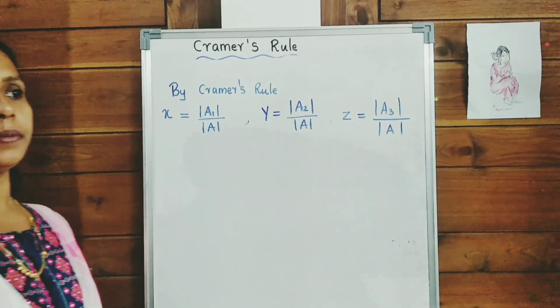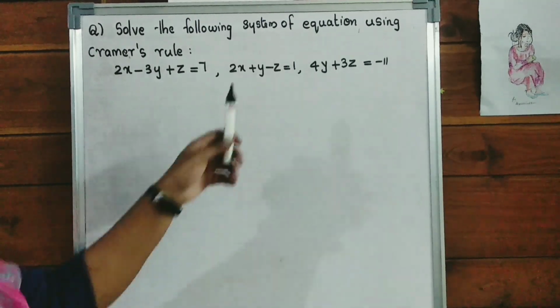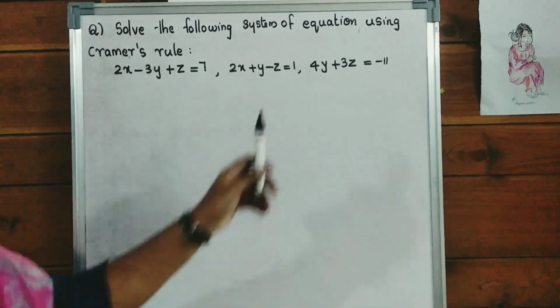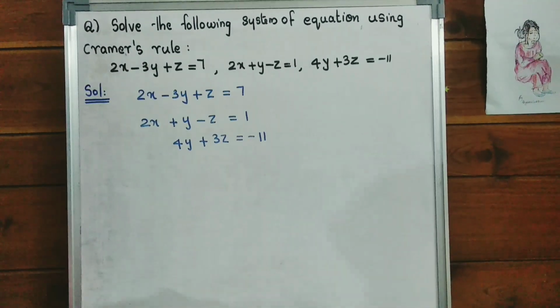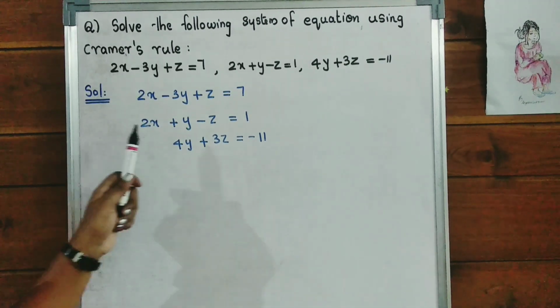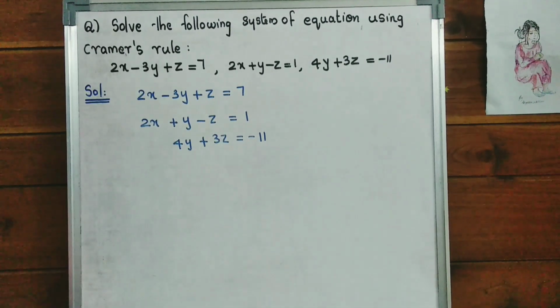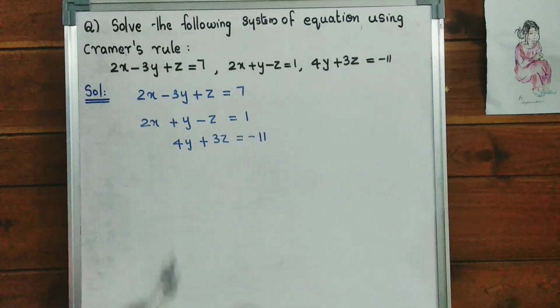Clear? Question is, solve the following system of equations using Cramer's rule. 2x minus 3y plus z is equal to 7. 2x plus y minus z is equal to 1. 4y plus 3z equal to minus 11. Given that 2x minus 3y plus z is equal to 7, 2x plus y minus z is equal to 1, 4y plus 3z is equal to minus 11.